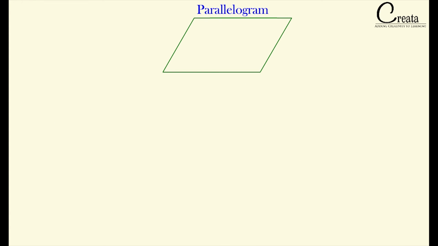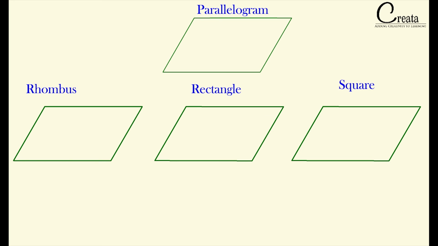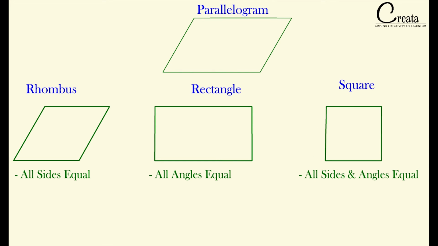Then we have seen that rhombus, rectangle and square are special types of parallelogram. Rhombus has all sides equal. Rectangle has all angles equal. And square has all sides as well as all angles equal. All angles equal means all angles are 90 degrees, because the sum of the angles of a quadrilateral is 360 degrees, and 360 by 4 is equal to 90 degrees.